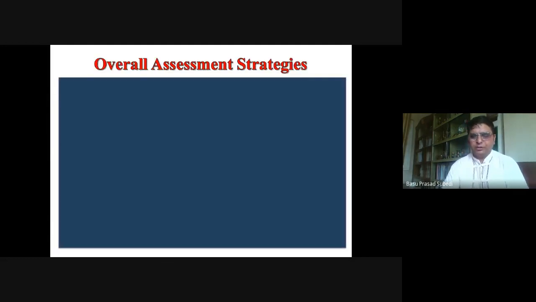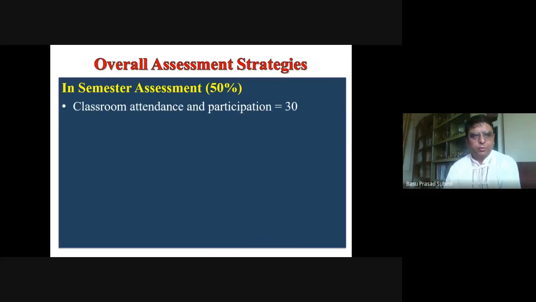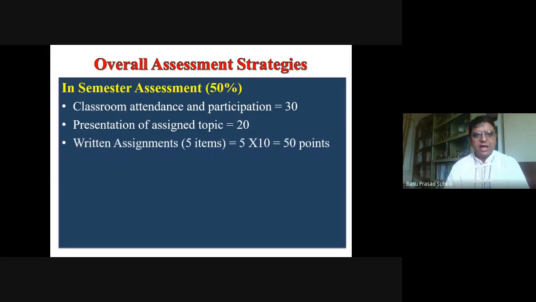Regarding the overall assessment strategy, we have two kinds of assessment system. The first one is in-semester assessment, which carries 50% load. There are many categories regarding in-semester assessment, like classroom attendance and participation, which carries 30 marks. Likewise, presentation of an assigned topic carries 20 marks. And there are written assignments. Altogether we have 5 different written assignments, and each assignment carries 10 marks. So altogether that carries 50 points.